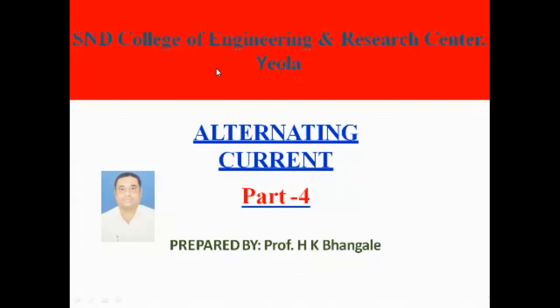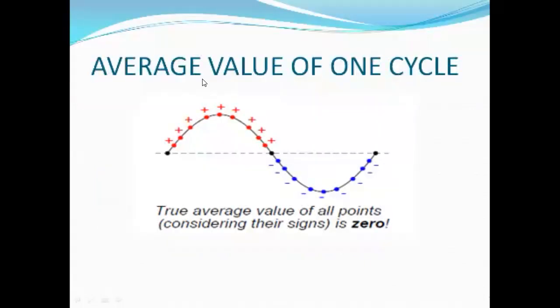We have already discussed what the RMS value or effective value is, and how it can be found or calculated using graphical as well as analytical methods. Today we will see what the average value is and how we can calculate it analytically. Here the average value of one cycle is shown. Before finding the average value, we will define what the average value is.